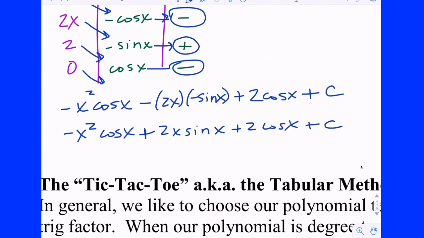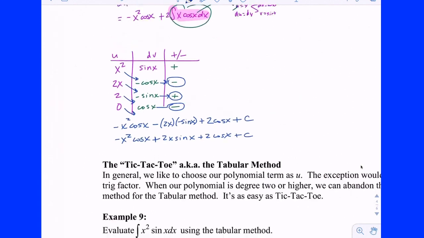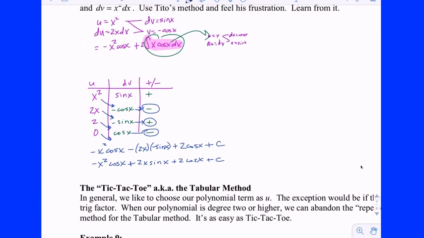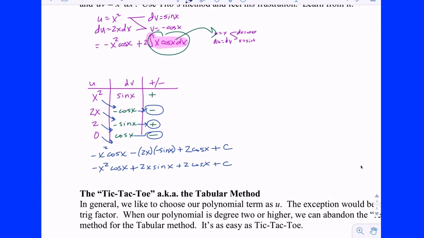So the tabular method works great when you have powers of x. You don't have to do those iterations of the Zorro method, which is a lot to keep track of. So notice we are on our way to getting the right answer. Up here in the purple, we stopped. So the question is, does the tabular method, or the tic-tac-toe from the movie, work every time?